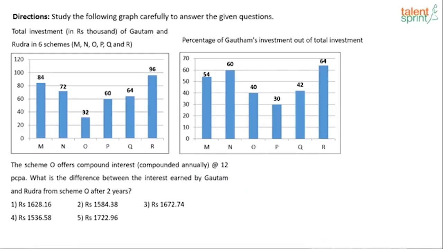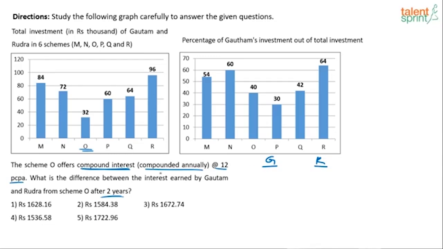Here's the next question. What does it say? We are talking about Scheme O. Scheme O offers compound interest, compounded annually at 12% per annum. What is the difference between the interest earned by Gautam and Rudra from Scheme O after 2 years? Interesting. I want you all to try this out. Try this. Scheme O. Okay, here we go. Now, what does the question say? Scheme O offers compound interest, compounded annually, at 12% per annum. What's the difference between the interest earned by Gautam and Rudra from Scheme O? So basically, there are two guys, Gautam and Rudra.